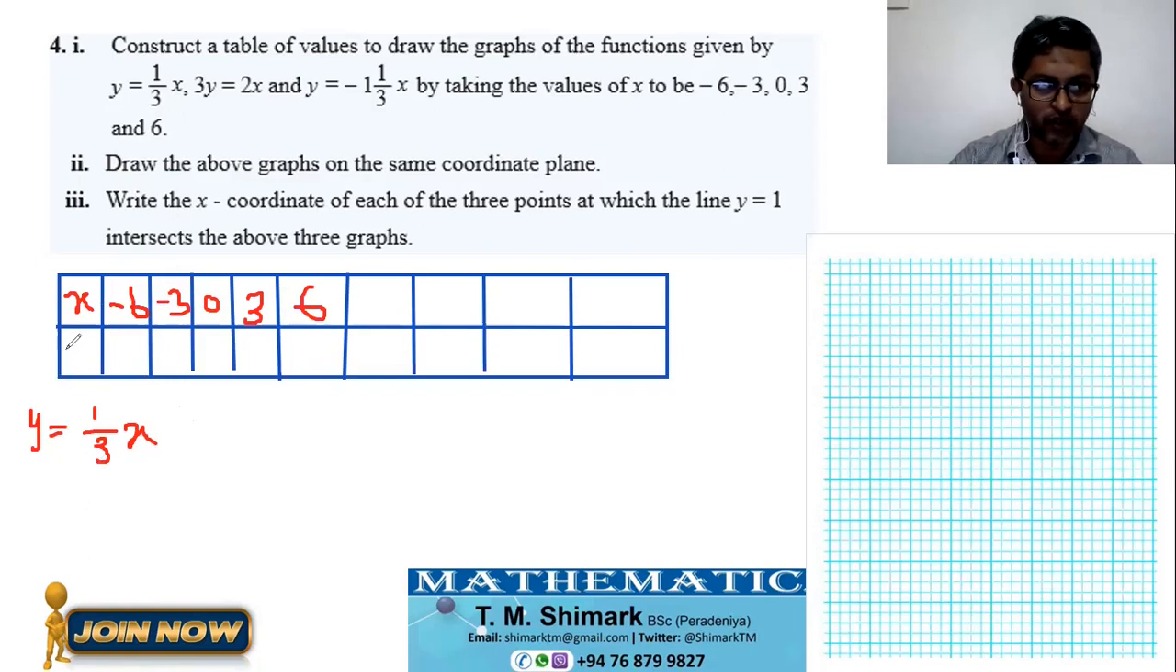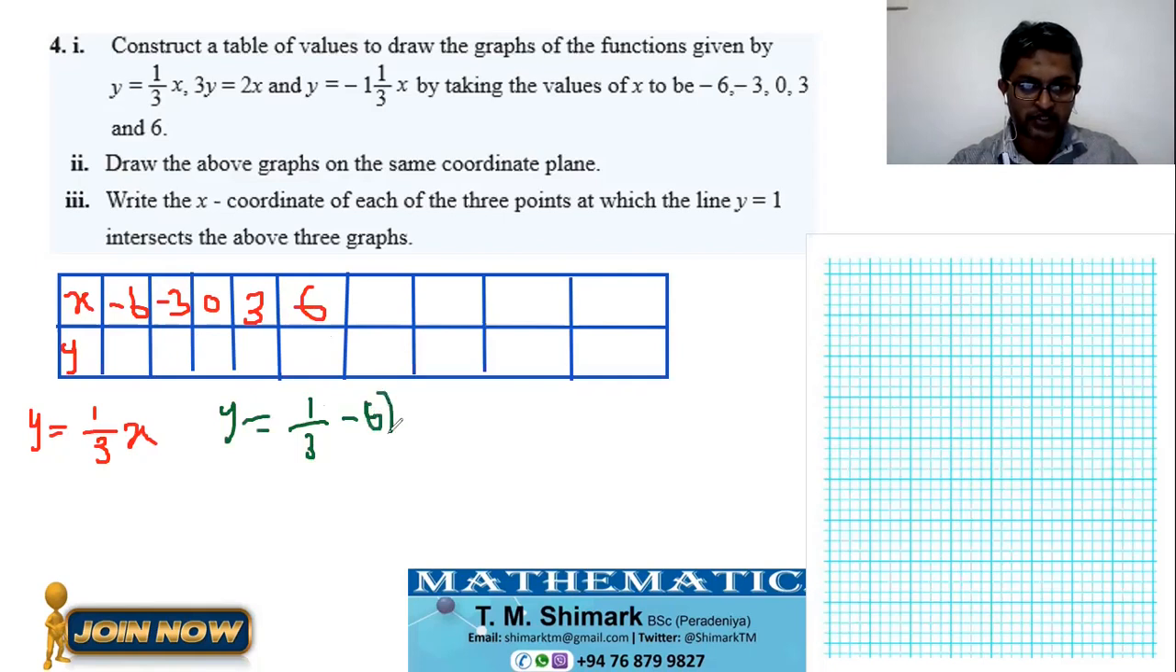So I'm going to find out y equals what? x equals minus 6 you want to put here. So y equals 1 by 3 times minus 6, right? 3 and 6 cancel, so it's going to be minus 2, right? That means y equals minus 2.